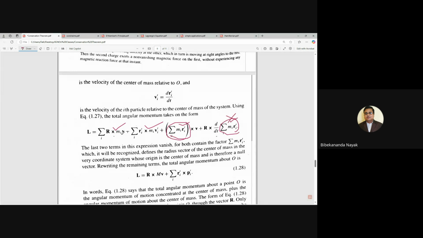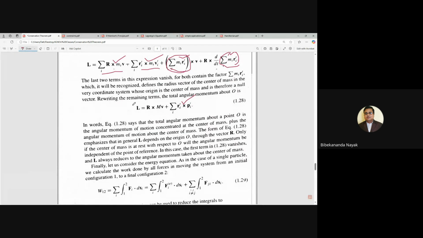So finally we have only two terms: this one, R cross MV, and the sum over i of Ri prime cross Pi prime. So the angular momentum of a system is equal to the angular momentum of its center of mass plus the angular momentum with respect to the center of mass. Same thing for kinetic energy: the kinetic energy of a system is equal to the kinetic energy of its center of mass plus the kinetic energy with respect to its center of mass. Okay?